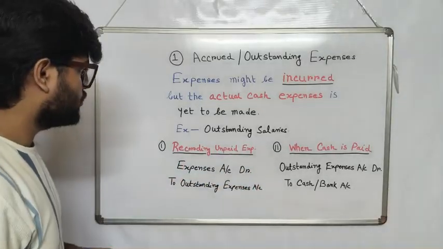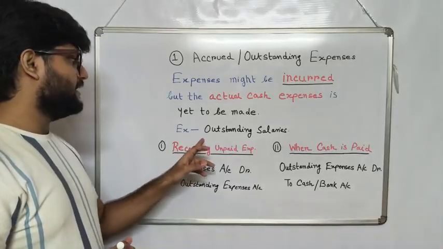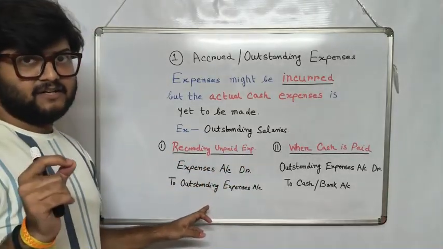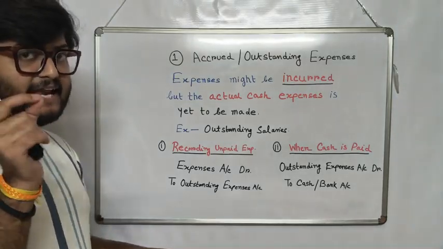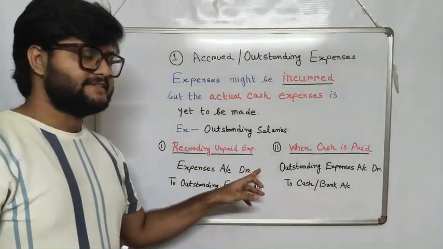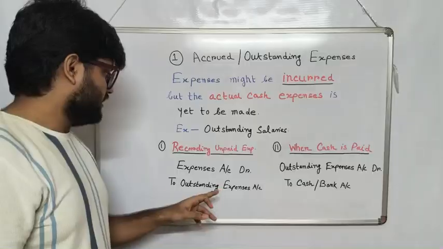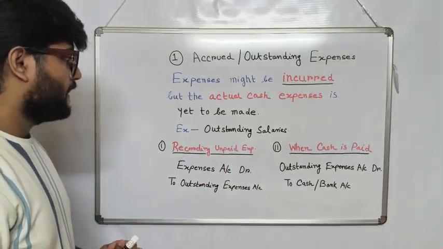Now if you see, the journal entries are already given. So let's look at that. The first entry is recording the unpaid expenses at the end date of our accounting period. Keep in mind, at the end date of our accounting period we are recording the unpaid expenses, that is the expenses account debit to outstanding expenses account.